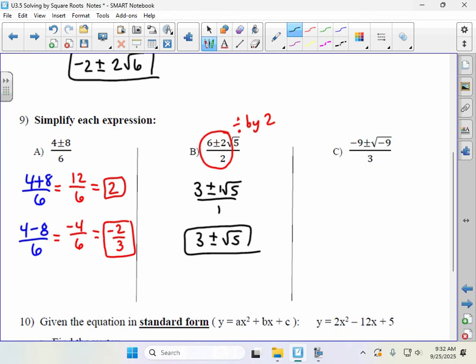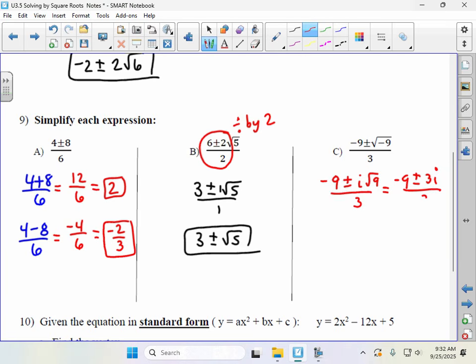And then C, here we can simplify the radical, all right? And so we want to simplify it. So we can pull the negative out. All right, so I have negative 9 plus or minus i root 9 over 3. And then radical 9 simplifies. So we have negative 9 plus or minus 3i over 3.